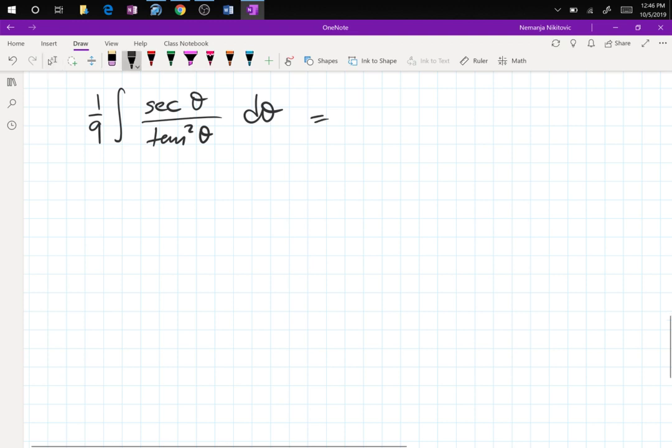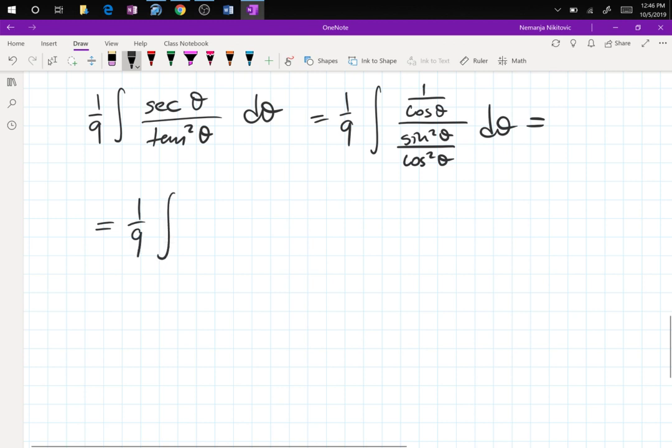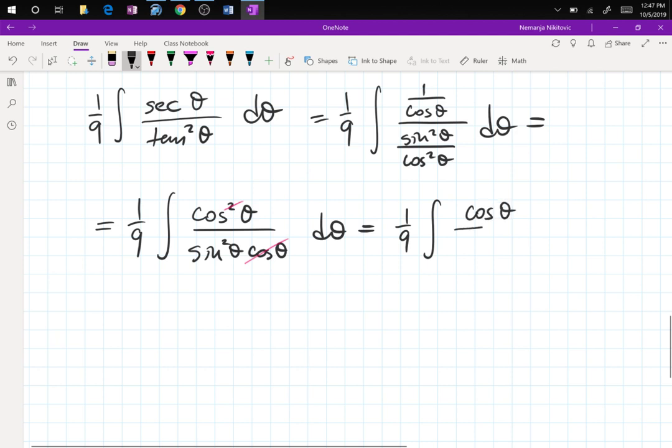So let's see if we can use sines and cosines. Secant is 1 over cosine theta divided by sine squared theta over cosine squared theta d theta. When you do the double fraction, cosine squared will multiply 1, go on top, and then you will have sine squared theta cosine theta d theta. And now you see that one of these cosines die, right? And you have 1 over 9 integral of cosine theta divided by sine squared theta d theta.